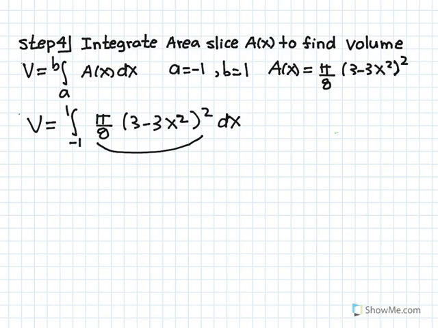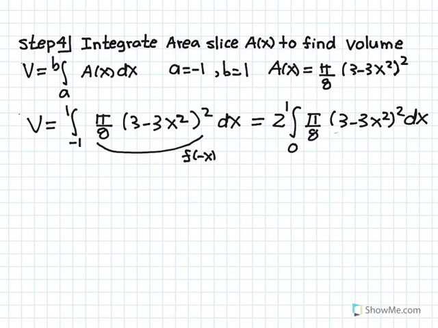So we can take a shortcut and say this is equal to 2 times the integral from 0 to 1 and simplify our computations. Pi over 8 times 3 minus 3x squared, all squared dx. And we can do that when the integrand is an even function. What I mean by an even function, of course, is f of minus x is equal to f of x, symmetric about the y-axis. So the two portions are essentially the same. They have the same area, so to speak. So we can just take 1/2 of the area and multiply by 2.